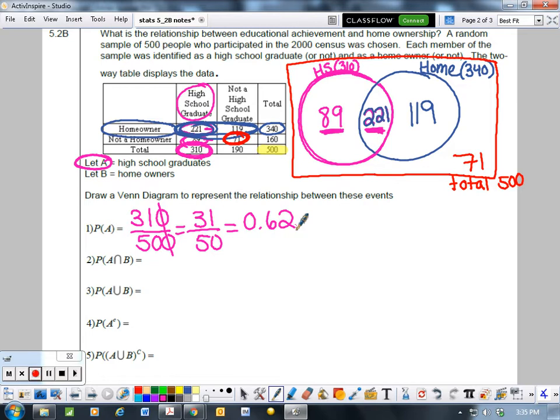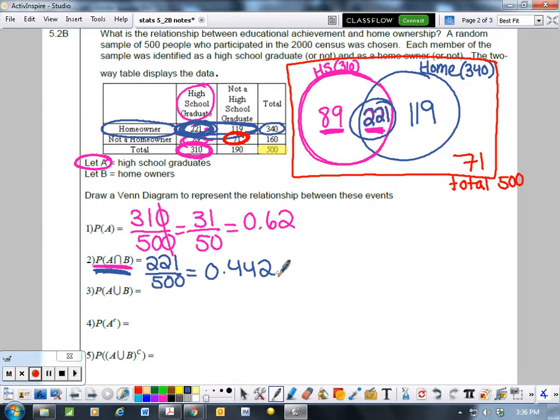Okay, the probability of A intersect with B. So this is both A and B. So I'm looking at pink and blue. So when I'm looking at this, I'm looking at the part where they overlap. So that can be right here, or that could be right here, the part where they overlap. So 221 out of 500. And you could try and reduce it, or you can just go ahead and type into your calculator 221 divided by 500, which is 0.442.